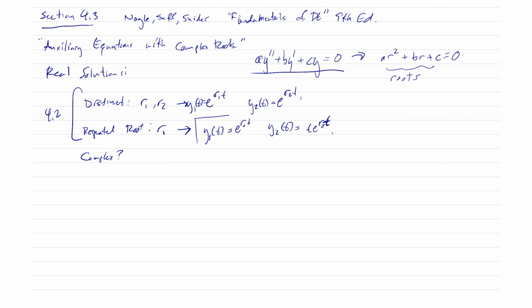And if it's a repeated root, so say r minus r naught squared, then we get y sub 1 of t would be e to the r naught t, and y sub 2 of t would be t e to the r naught t.